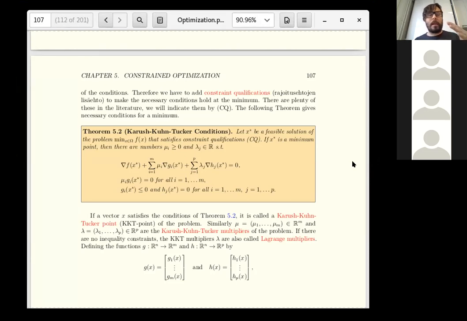I tried to explain it in such a way that this part, which deals with the gradients of G and H, is basically there to give you information about the directions into which you can move from the current point. Let's say we are at X star, and this gradient of F is then the direction into which F will grow.